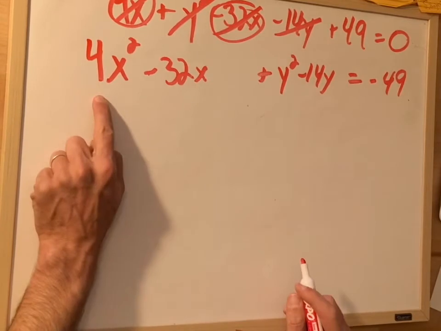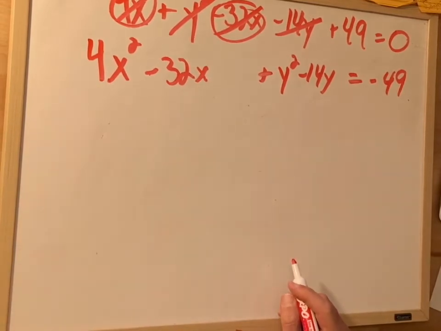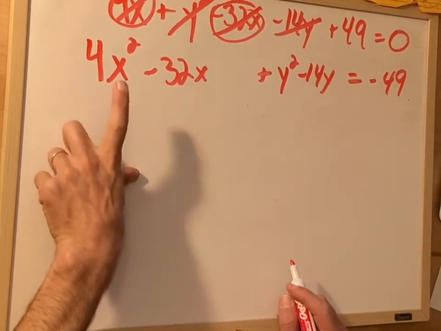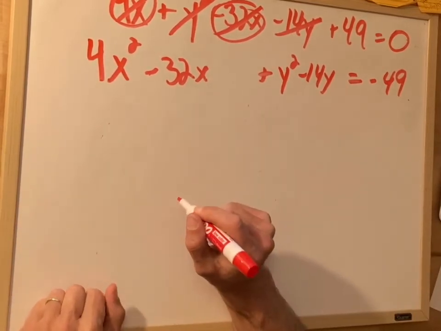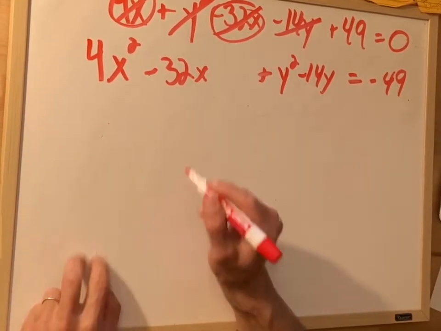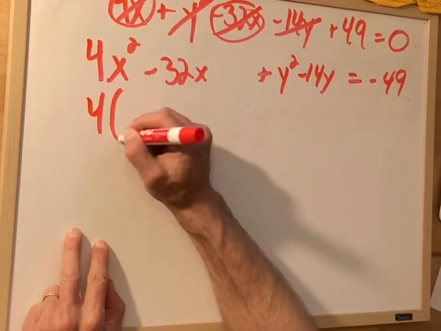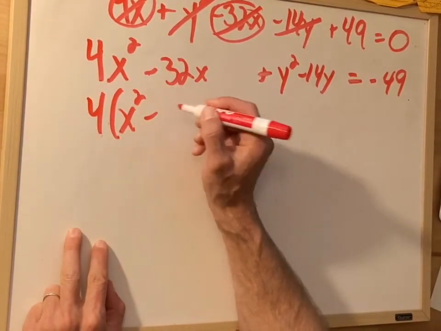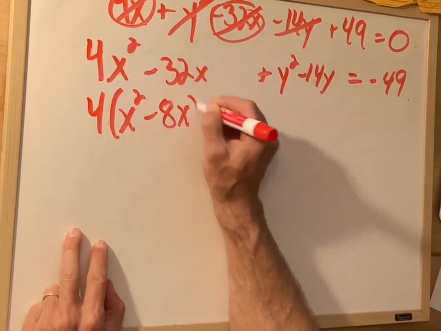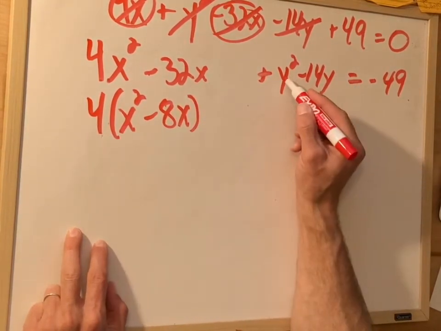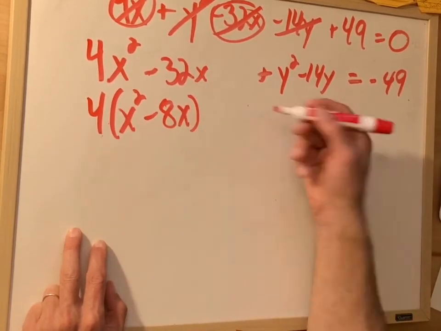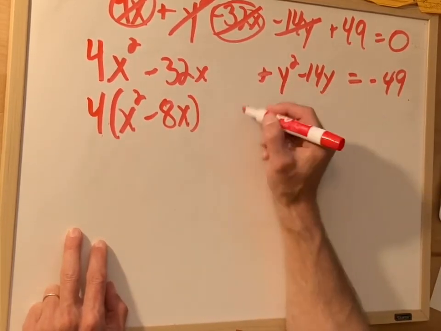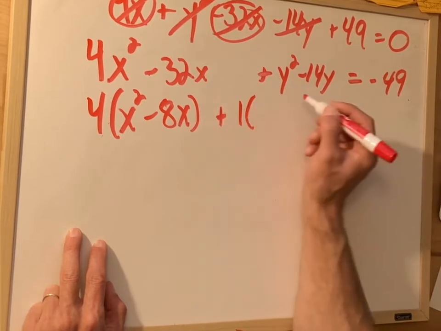Okay, see how there's a number in front of your x squared? What you have to do is you have to factor out that number. That's the very first step. Factor out the numbers in front of both the x squared and the y squared. So I'm going to factor out a 4 to give me x squared minus 8x. So technically you don't have to factor out anything here, but since I already factored out a number just to keep it the same, I'm going to factor out that 1, and I still get the same thing.